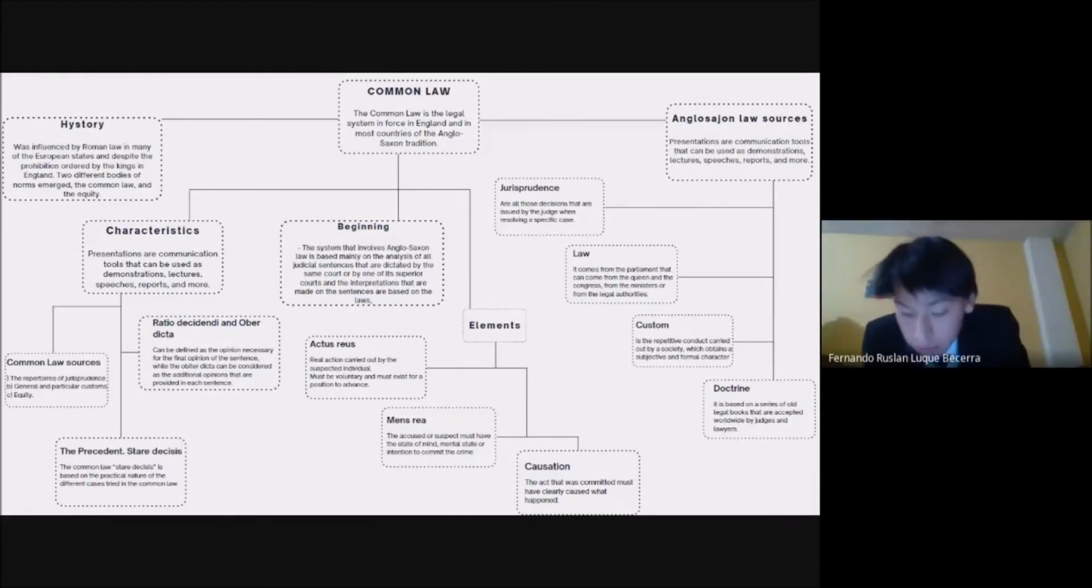Anglo-Saxon law sources, presentation and communication tools that can be used for demonstrations, lectures, speeches, reports, and more.